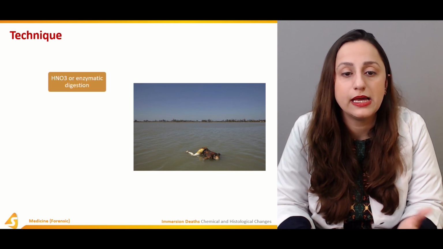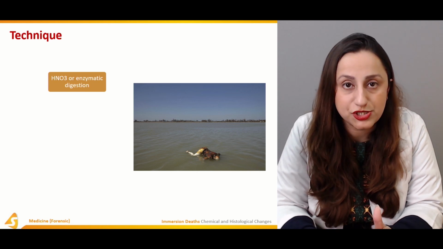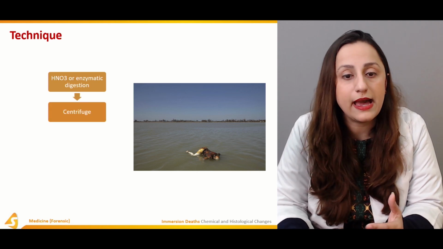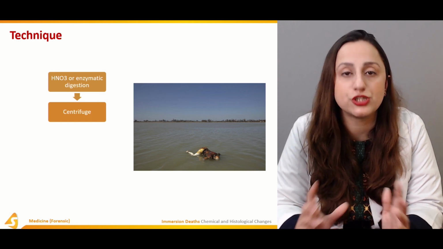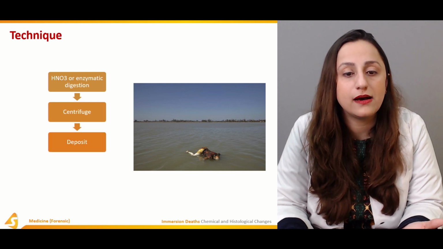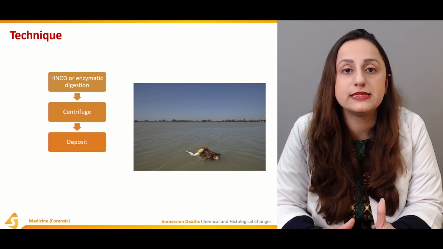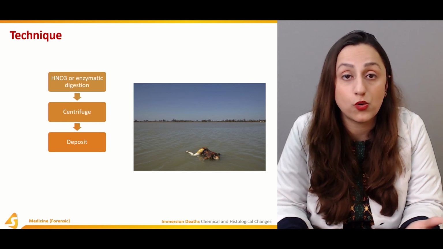It's very important. Basically, nitric acid or enzymatic digestion is the mainstay for it. And there is a centrifuge and the blood is put into it or the tissue is put into it. And this technique is going to highlight whether the deposits of these diatoms are present at the blood level or not.